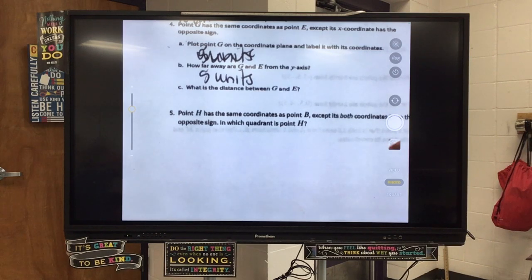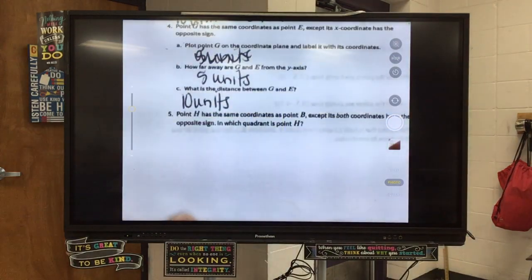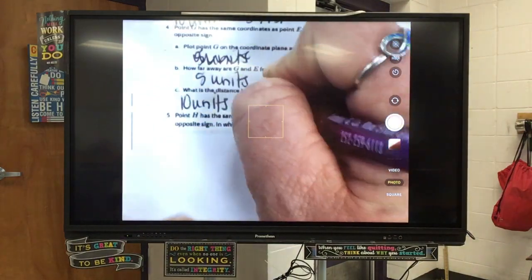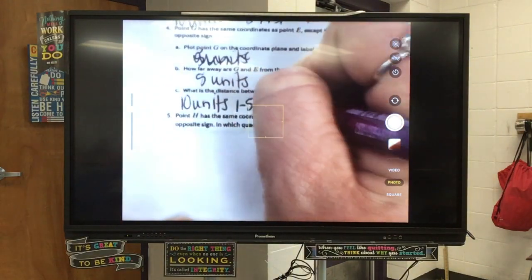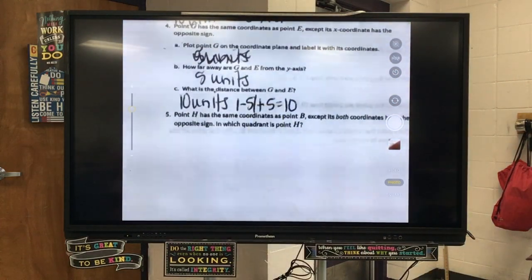All right, and then obviously, what is the distance between G and E? 10 units. What's one strategy that you can do? You have the coordinates, add the coordinates. All right, or what's another strategy you can do? Alex. Okay, so we did that one, but what's another strategy that you can do other than just adding them together? Gabby? Count the boxes. You can count the boxes.